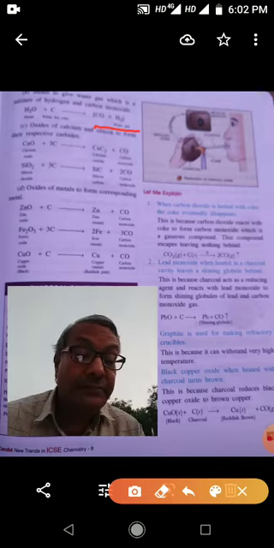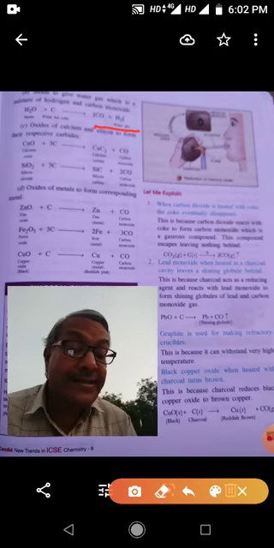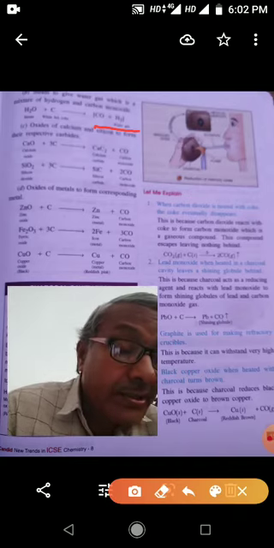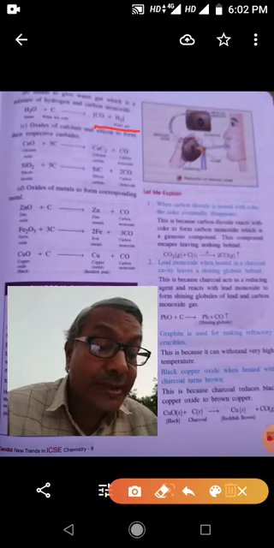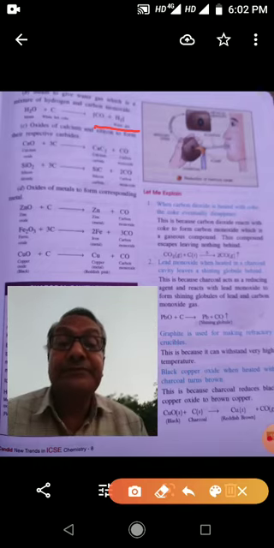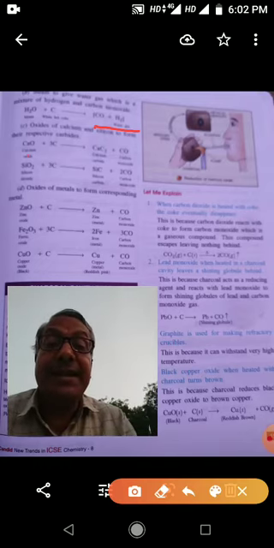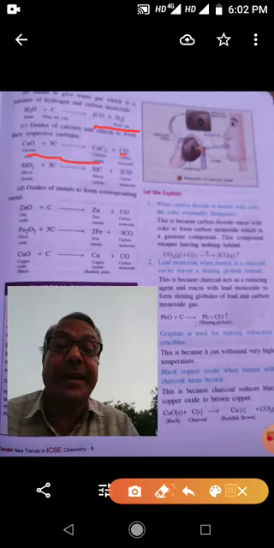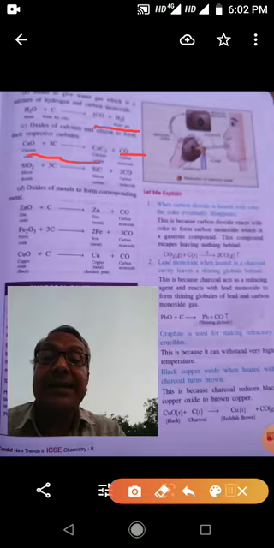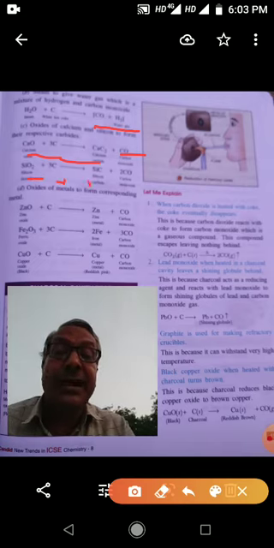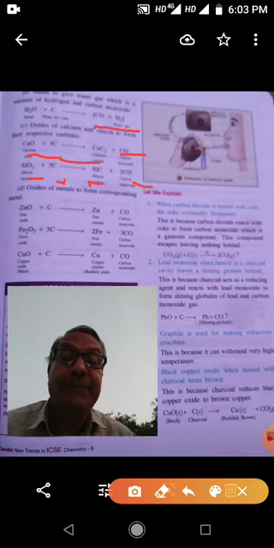Other is oxides of calcium and silicon reacting with coke will form carbide. So calcium oxide reacting with coke will form calcium carbide and carbon monoxide. Like this, silicon oxide reacting with coke will form silicon carbide and carbon monoxide.